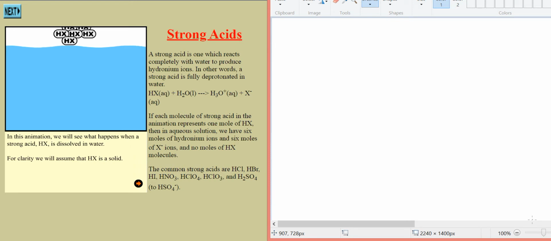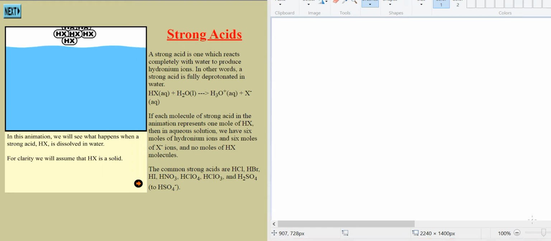There's a couple of different strong acids that we have here. We have HCl, HBr, HI, HNO3, etc. So there's a whole bunch of strong acids. Those are some of the most common ones listed down below. But a strong acid is one which reacts completely with water, 100% with water, and it produces hydronium ions. In other words, the strong acid is fully deprotonated into the water.